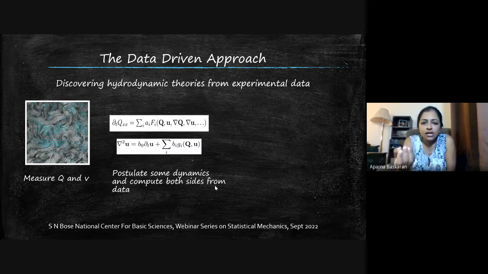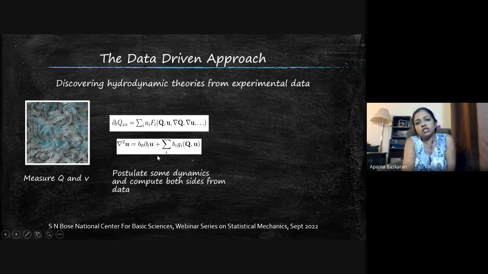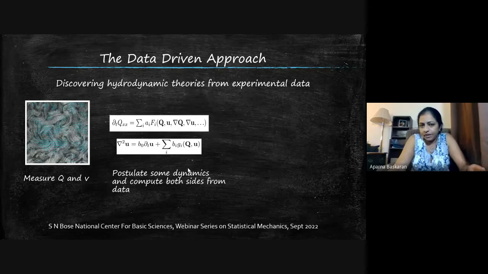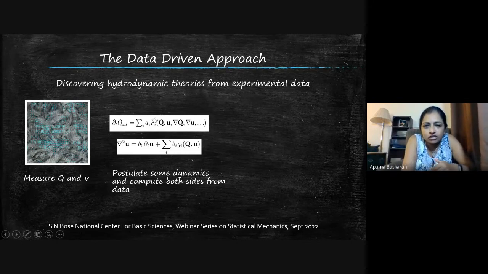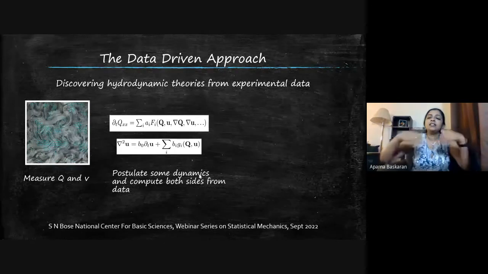I would postulate some dynamics for Q and, again, it's called U instead of V. So for Q and U, some combination of Q's, derivatives of Q's, U's, derivatives of U's, I write down some arbitrary function. Similarly, for U, I write down some arbitrary function that contains Q's and U's and so on. Then you can compute both the left-hand side and the right-hand side of this equation from the data. Then you just do linear regression to identify these coefficients, these AIs and BIs and B0 and so on. You use data to generate the left-hand side, use data to generate the right-hand side, then you do linear regression.